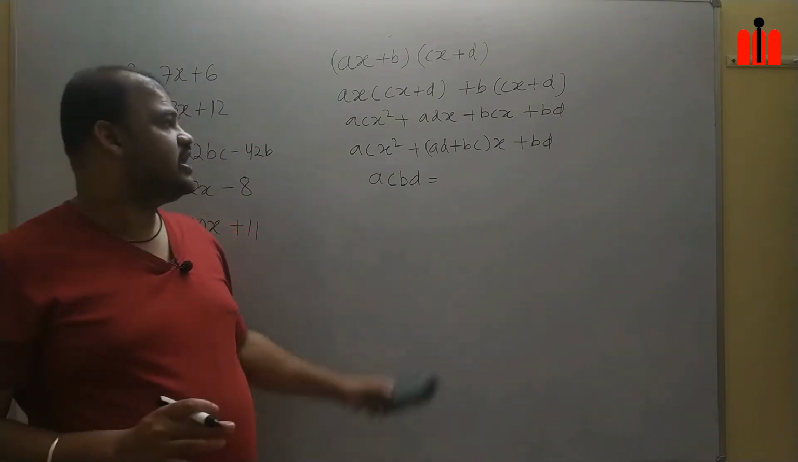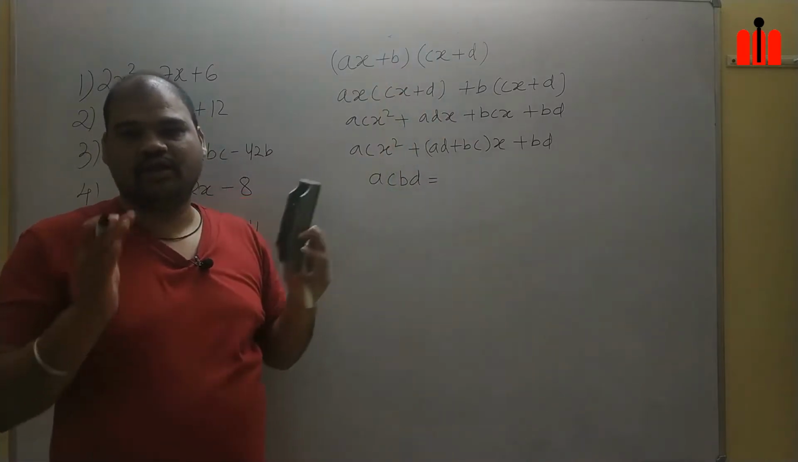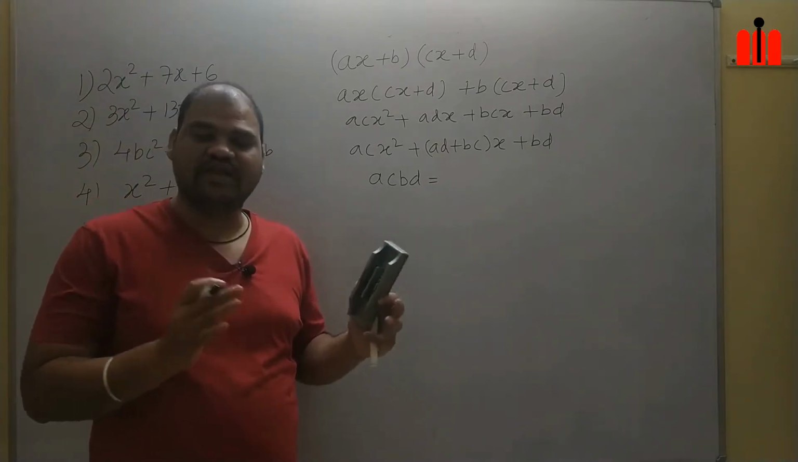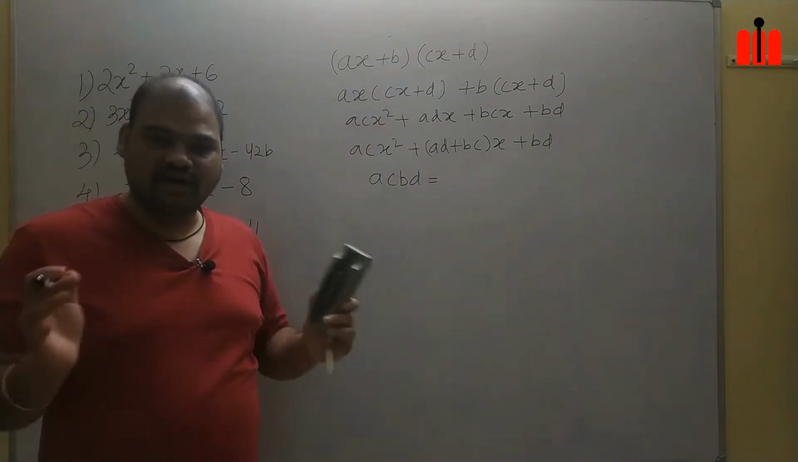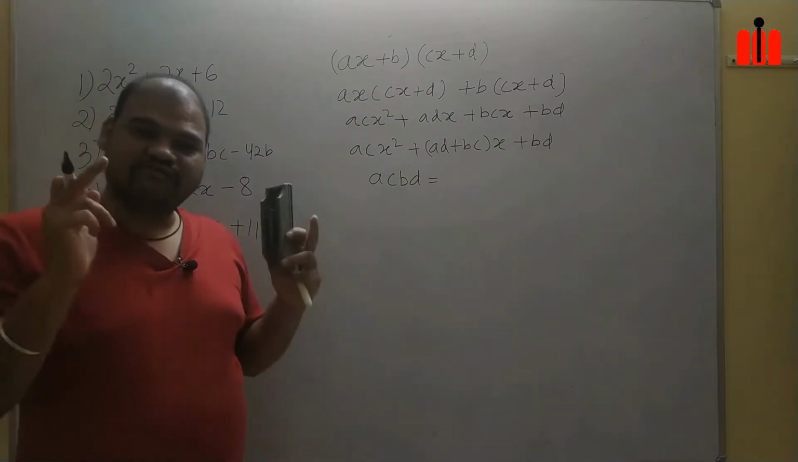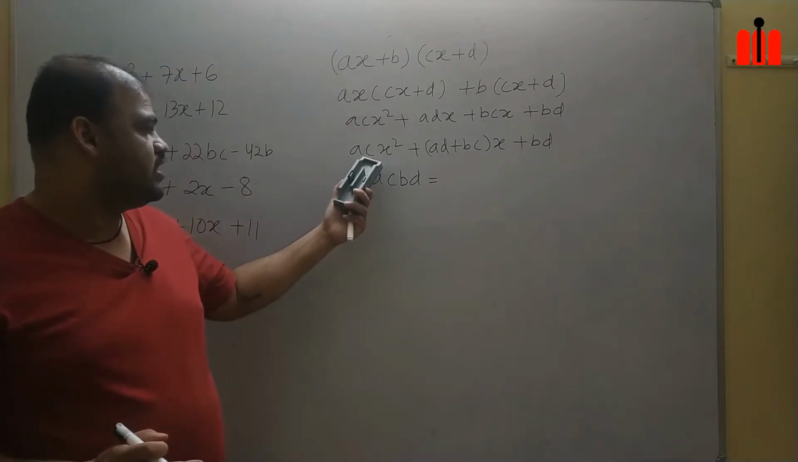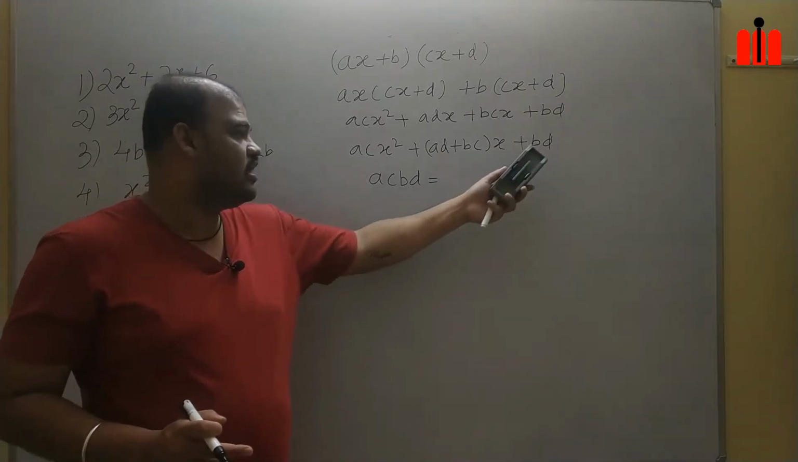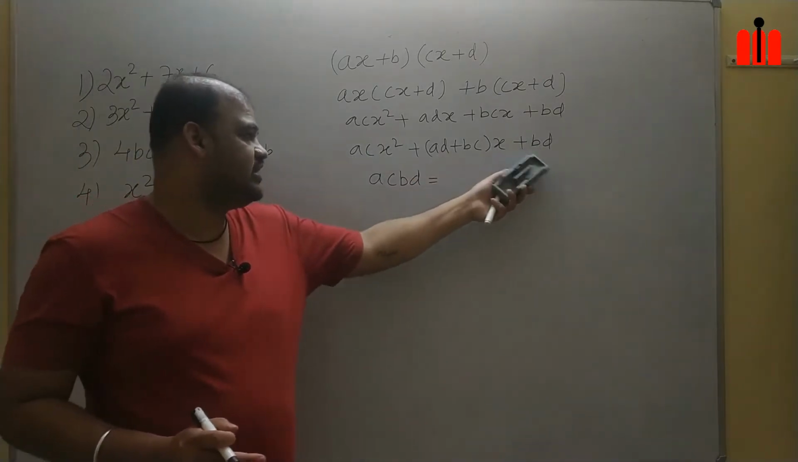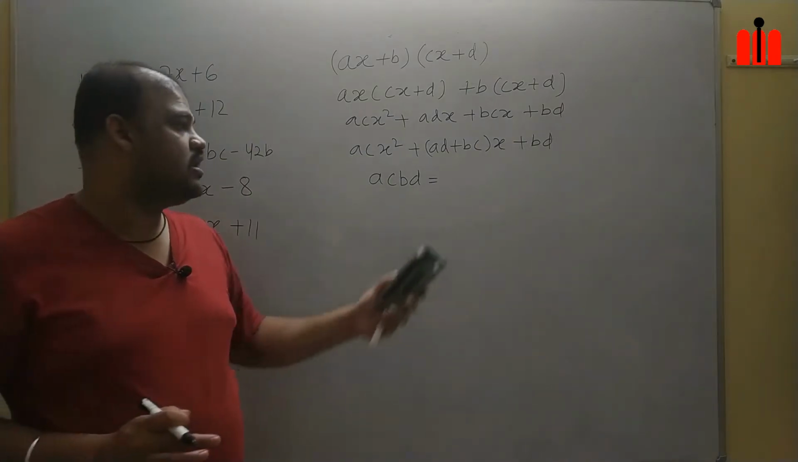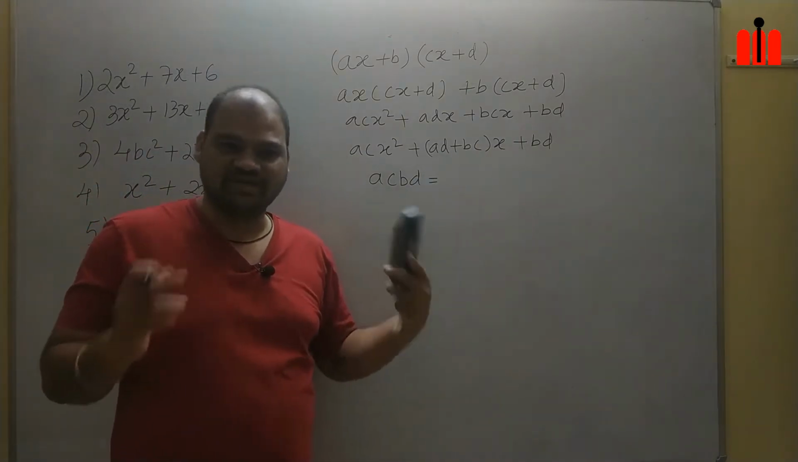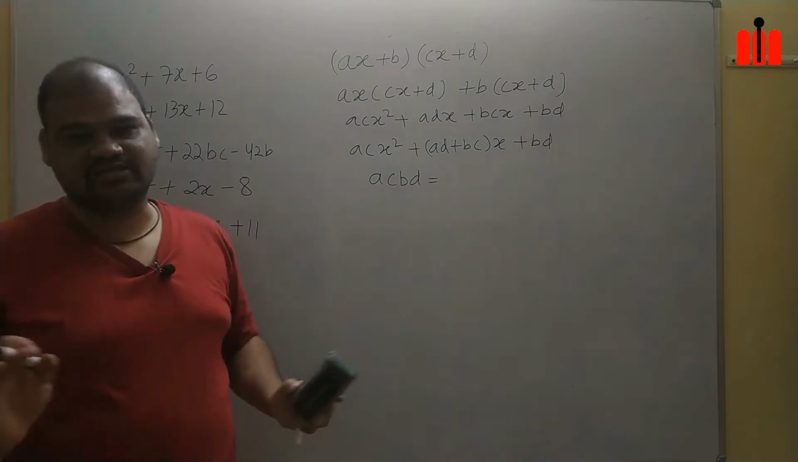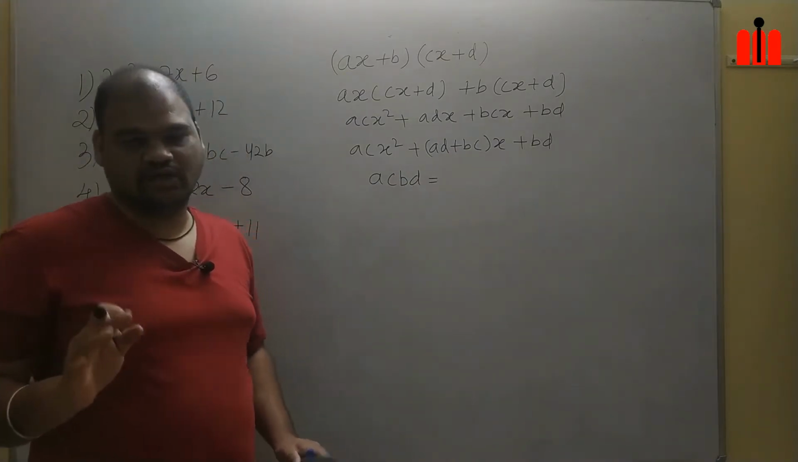That means if any two linear equations in brackets like this are multiplied, there is definitely a possibility that the middle term is split such that the product of the two parts is equal to the product of the constant and the coefficient of x square. Okay, this is what the conclusion is.